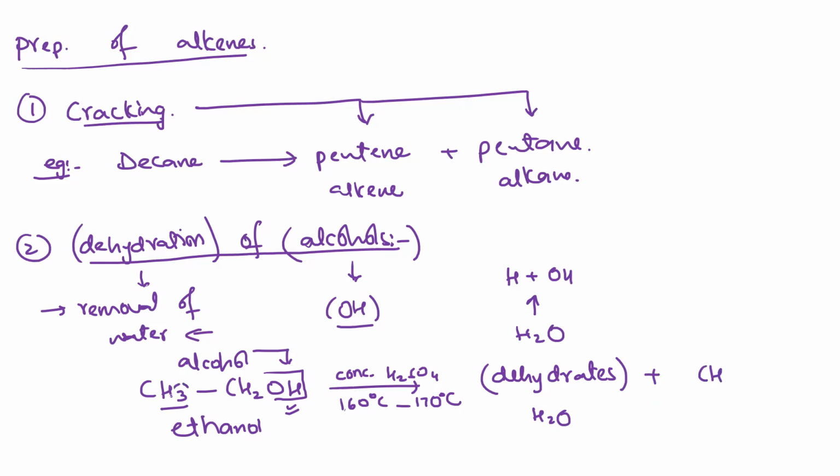So if you remove one H, what's left? CH2. And if you remove OH, what's left? CH2. So that's an alkene, or ethene. Do you understand it? Yes. Take your time and then tell me.